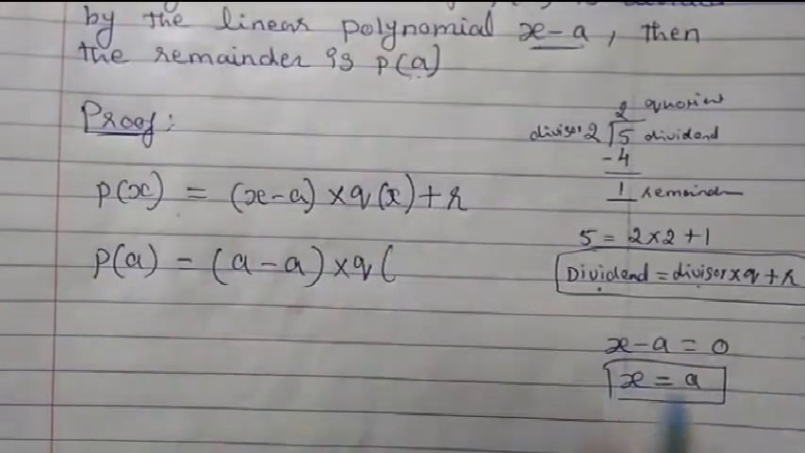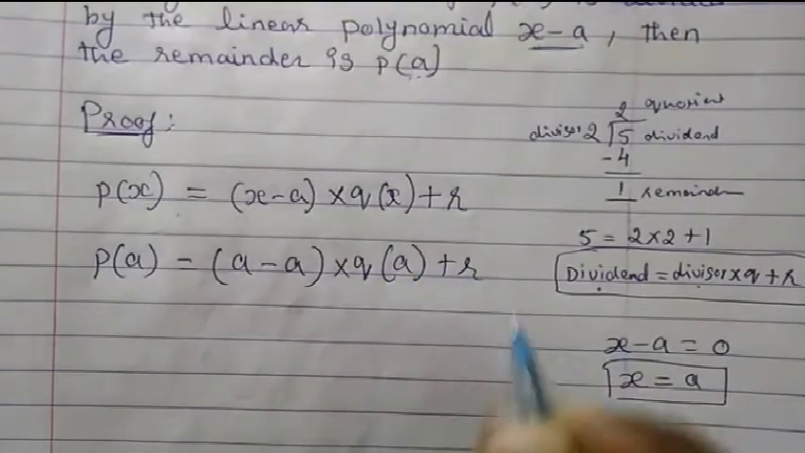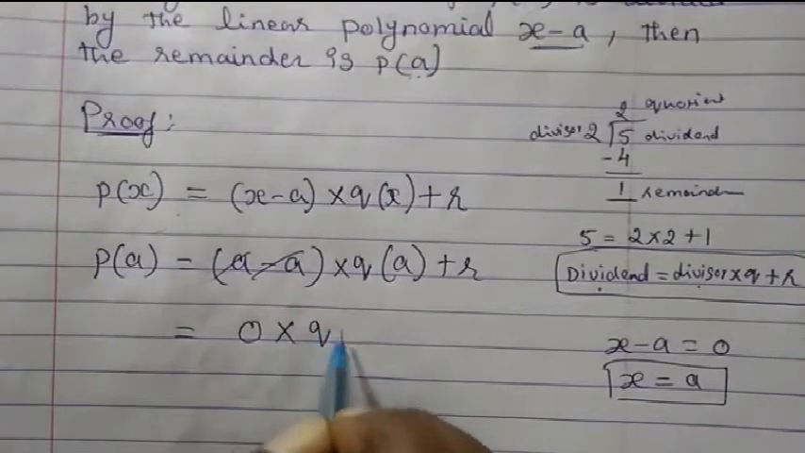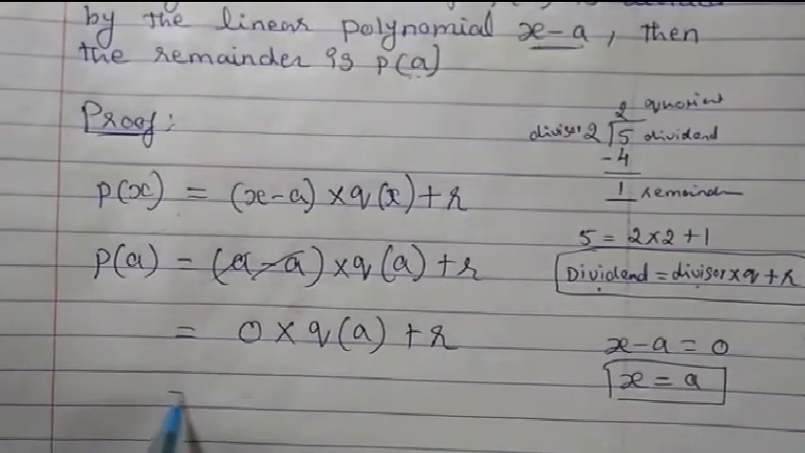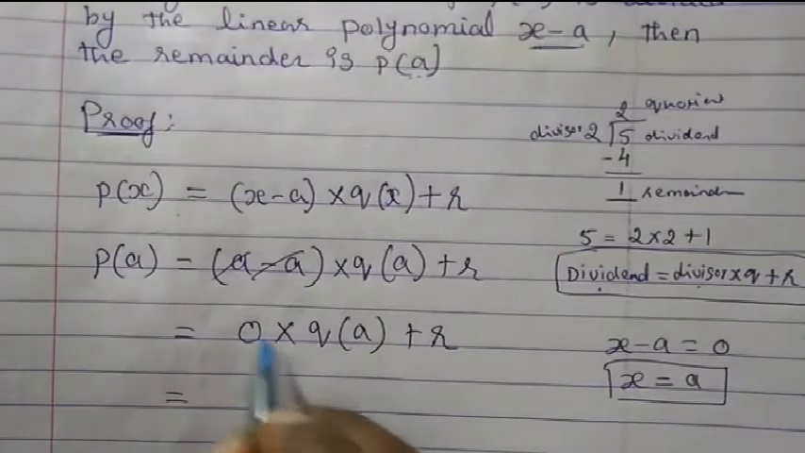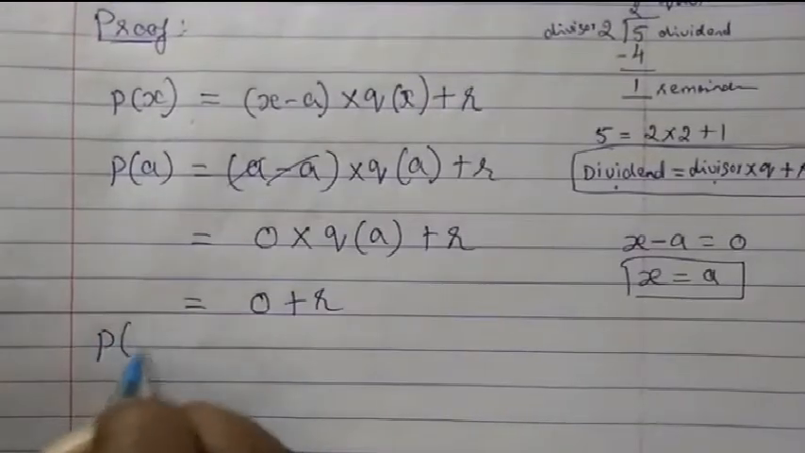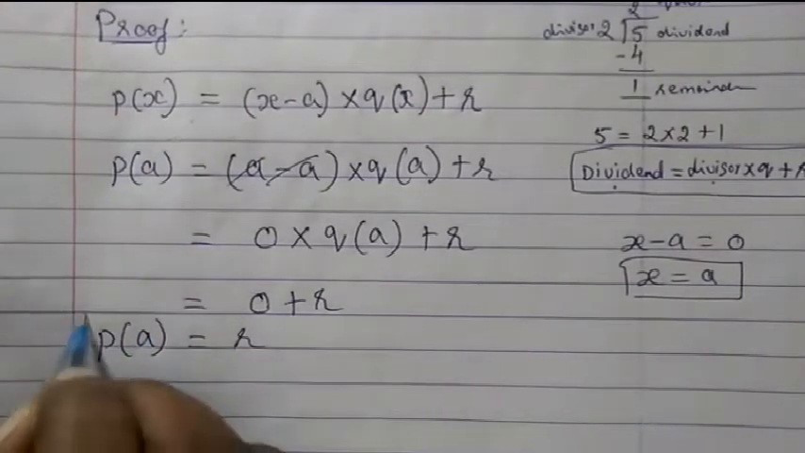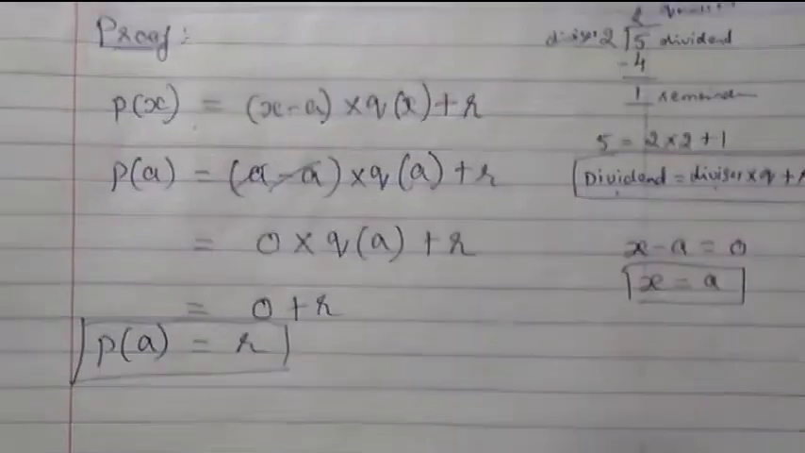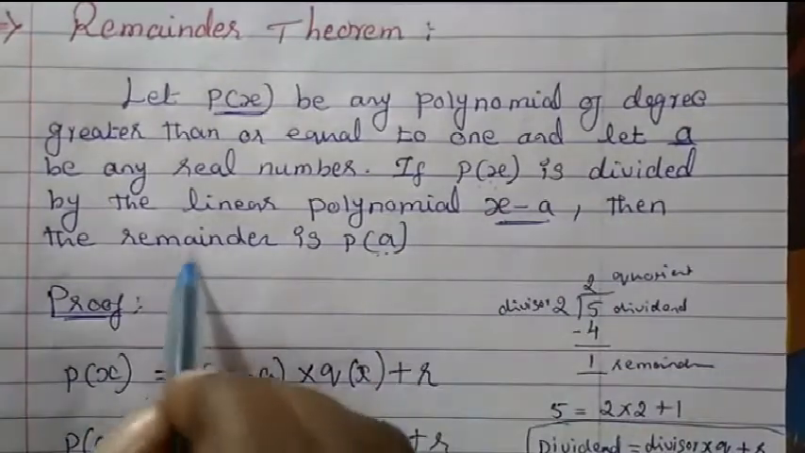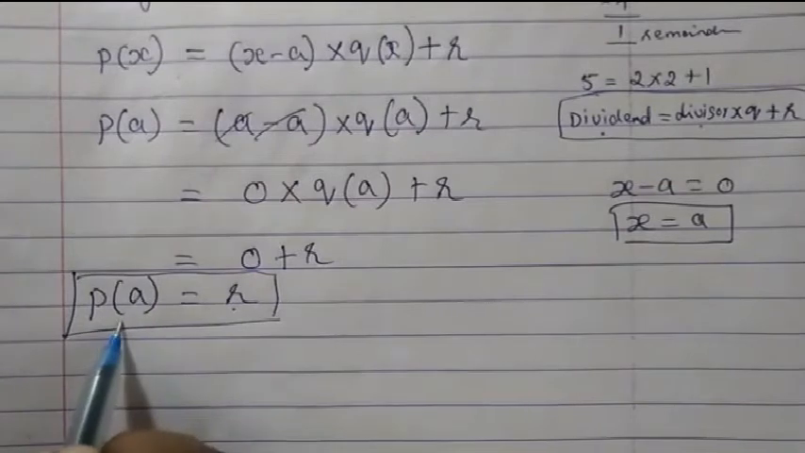Then the quotient, in the place of x let's write a, plus r. Now a minus a gets cancelled, so we have 0. Then the quotient a plus remainder. Now if you multiply any number with 0, we will get 0, and plus remainder. So actually P of a is equal to r. This is what we have proved here. What does it say? When P of x is divided by x minus a, then the remainder will be P of a.